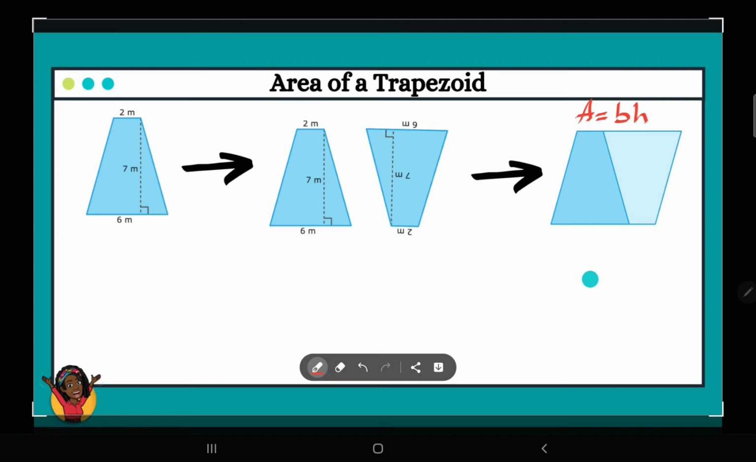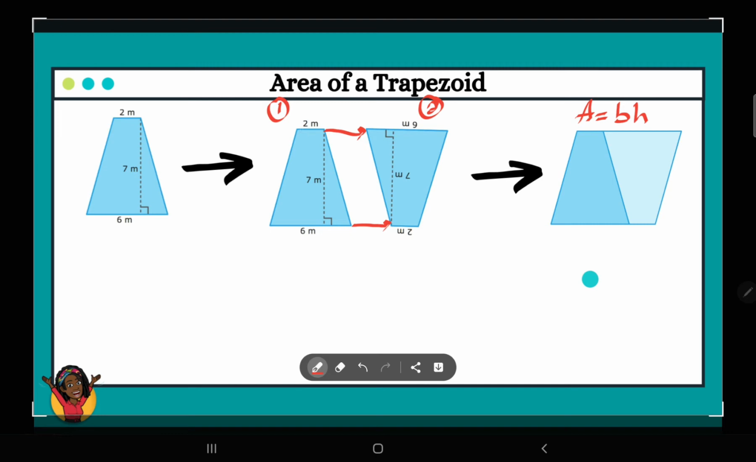So here in the second image, we have the first trapezoid and the second trapezoid. And if you notice, we had to turn this one upside down so that it would fit in nicely here. If we join those together, it's going to look like this third image.